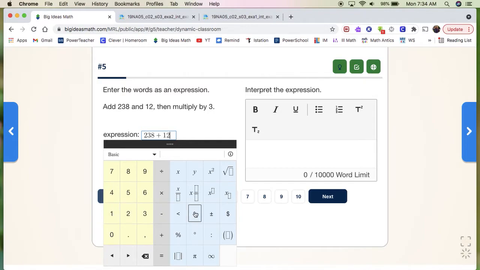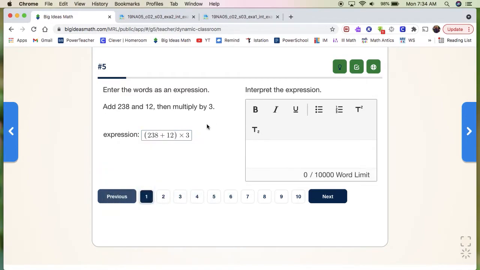And Miss Oldag forgot to put the parentheses. I knew that was going to happen. And we're going to get that, whatever we get, we're going to multiply it by 3. So (238 plus 12) times 3. So the value of the expression is 3 times the sum of 238 and 12.